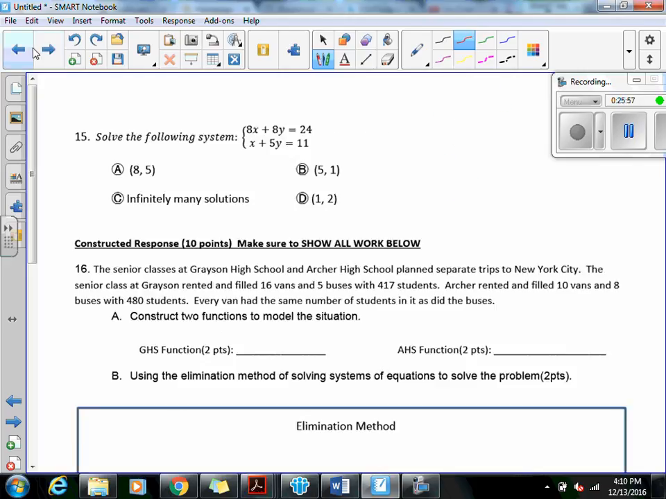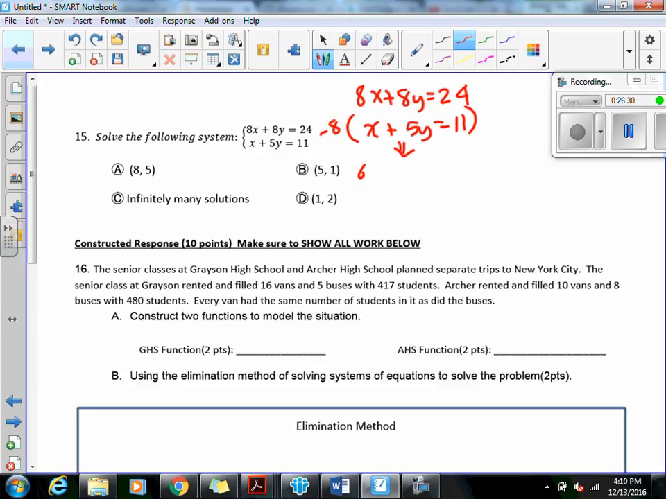Number 15, solve the following system. So we have another system. We have 8x plus 8y equals 24, and then we have x plus 5y equals 11. We could do elimination, or we could do substitution. For some reason I just want to do elimination. So I'm going to eliminate my x's, and I'm going to multiply this equation by -8.